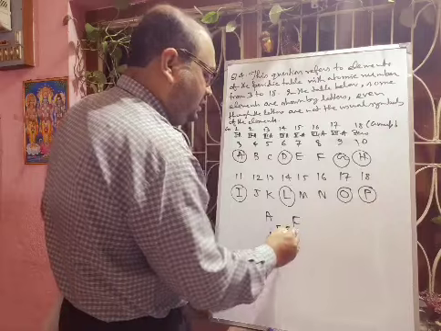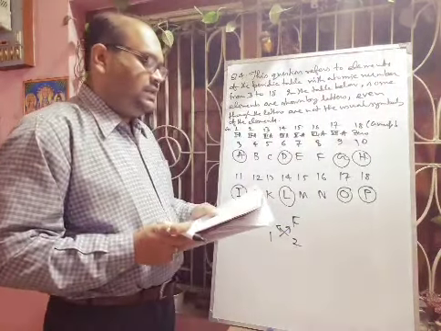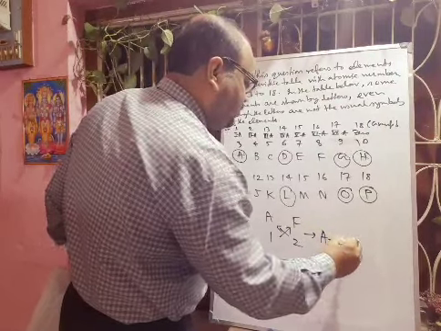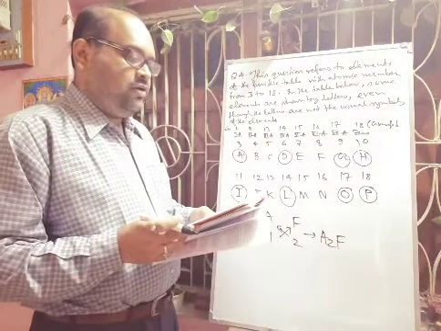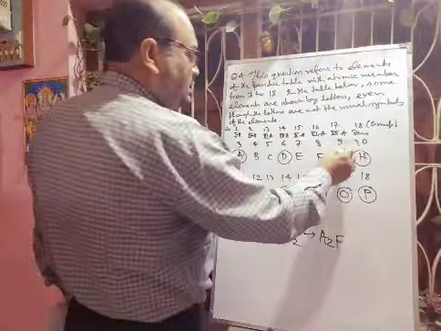The question is given that A combines with F, what would be the formula of the resulting compound? So formula of this compound will be A2F. Hope you can understand. And next, what is the electronic configuration of G? So this one is the G.